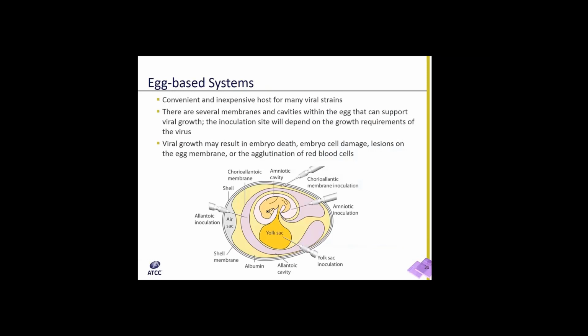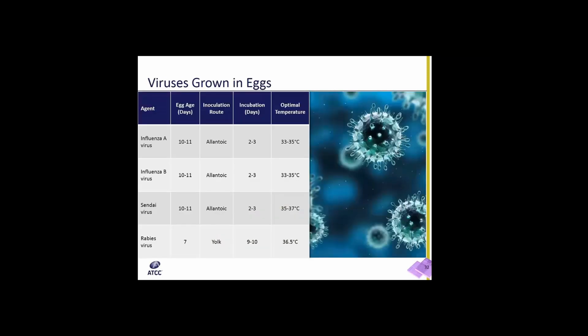All right, virus can also be grown in eggs. They're a convenient and inexpensive host for many viral strains. High titers can be reached. There are several membranes and cavities within the egg that can support viral growth. The inoculation site depends on the growth requirements of the specific virus. Virus growth can cause embryo death, embryo cell damage, lesions on the egg membrane, or agglutination of red blood cells.